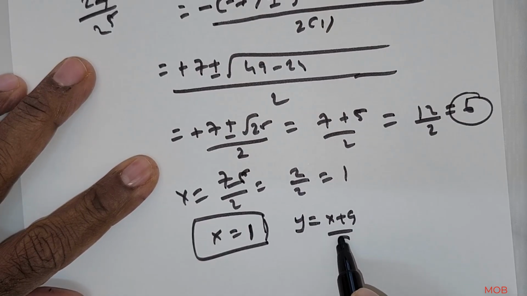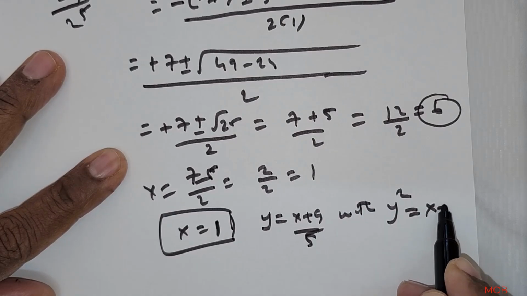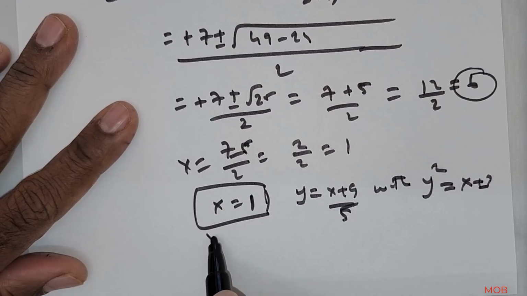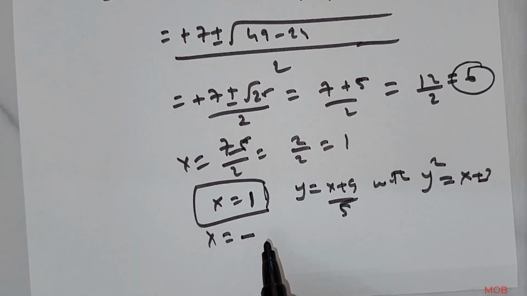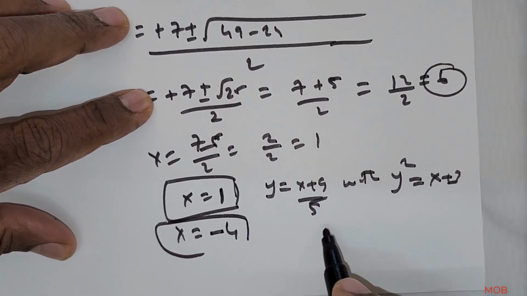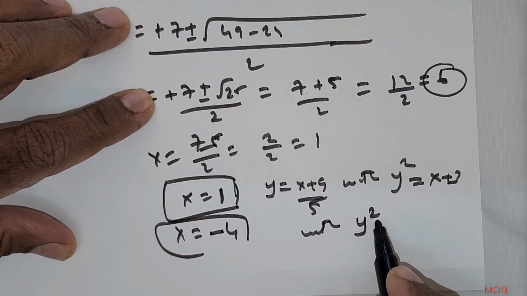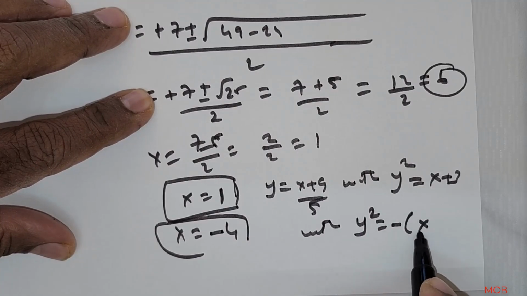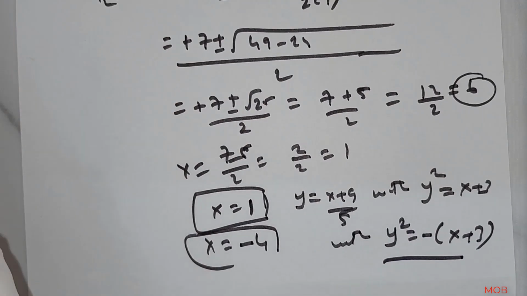So what we got is x equal to 1 for the intersection of the line y = x + 9/5 with the parabola y² = x + 3, and x is equal to negative 4 with the other parabola. What is the other parabola? y² = -(x + 3). So we will have to graph these two things. So let me go up over here.